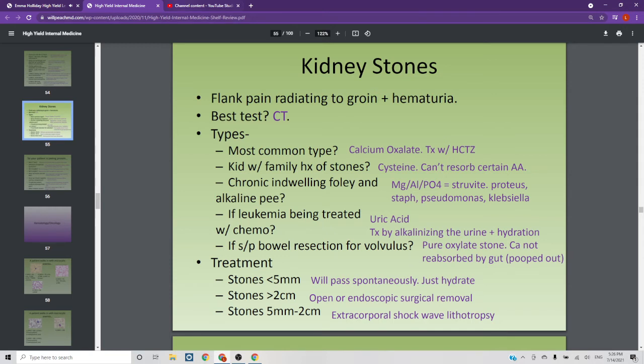So little bitty stones, how do we treat them? Yeah, sucks to be you. So got to pass them, give them some fluids. If it's a ginormous 2-centimeter stone, for the super giant ones, we cut them out. For the medium-sized ones, we'll use lithotripsy. So super small, tough luck, got to pass it. Super huge, we'll actually surgically remove it. Somewhere in between, we'll break it up and let the fragments pass.